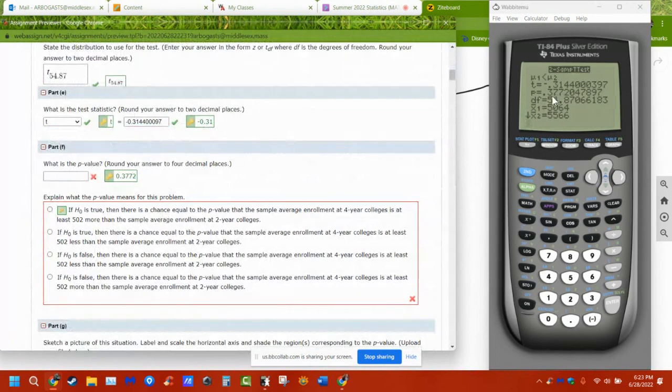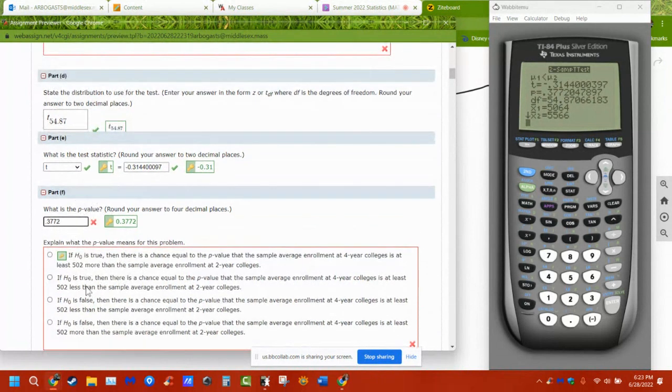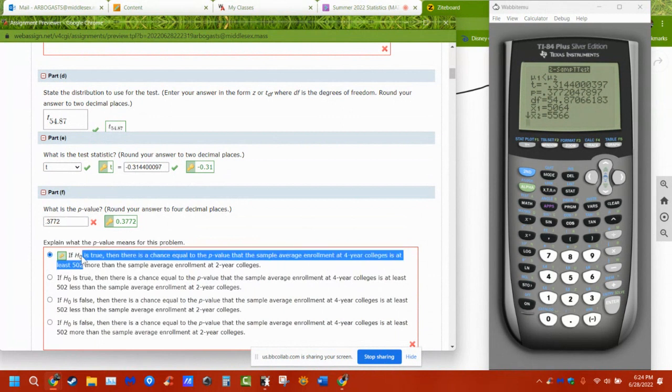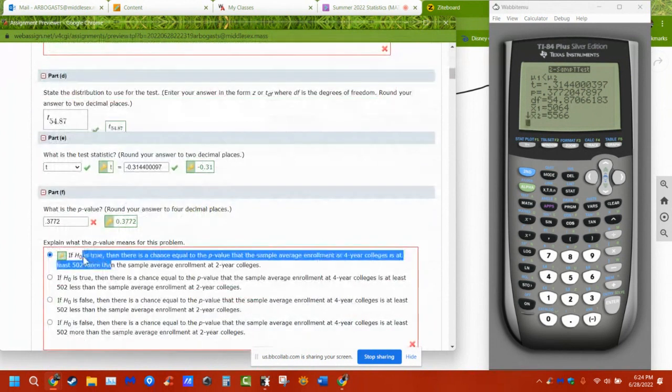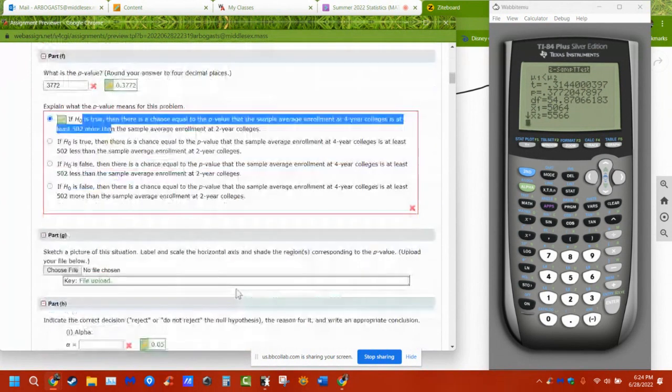That's better. What is the p-value? The p-value is right here, 0.3772. And then what does it mean? Well, it's the probability that if the null hypothesis is true. So notice there's only two of them. And here they're saying that they're finding the difference between the enrollments. And since we know that the four-year colleges is more than the two-year colleges, we can obviously understand that that's why they chose that one. That's the whole big thing. That's how they got those values.